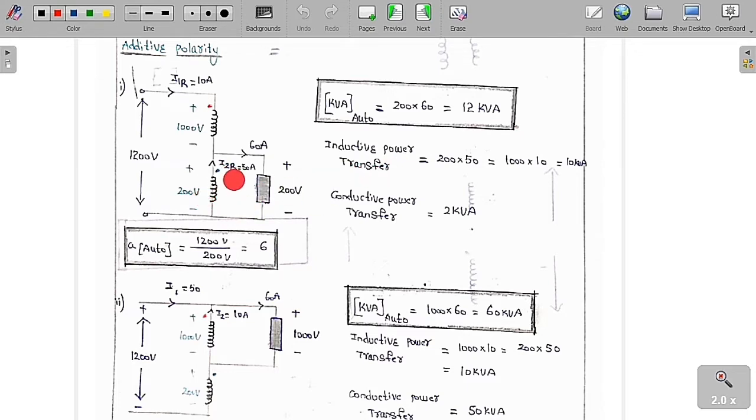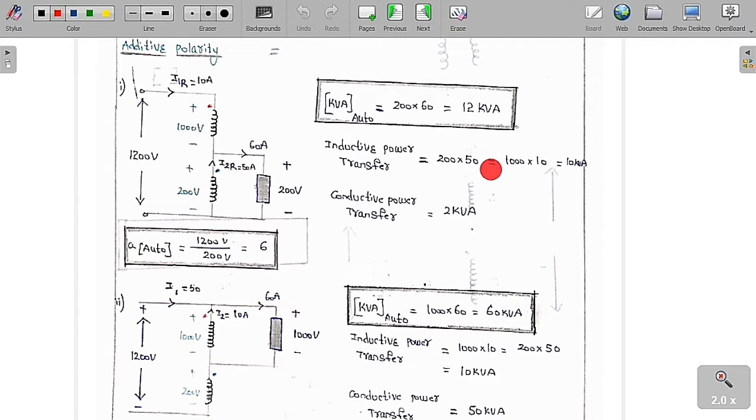200 volt. What is the current? 50 ampere. So 200 into 50. Or the voltage across this winding is 1000 volt. What is the current across this winding? It is 10 ampere. So 1000 into 10 is nothing but again the same thing, we are going to get 10 kVA.